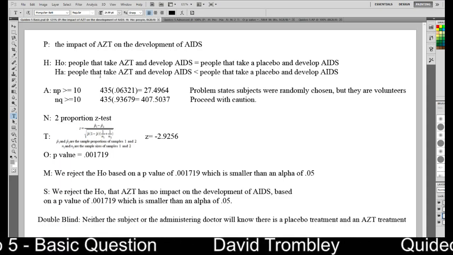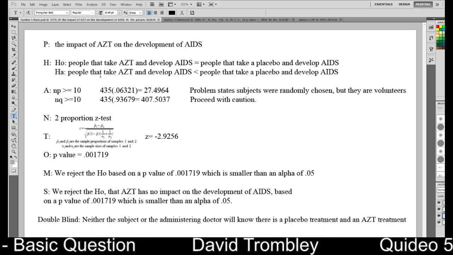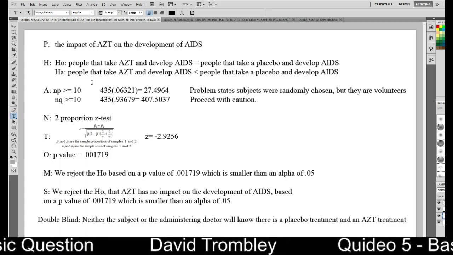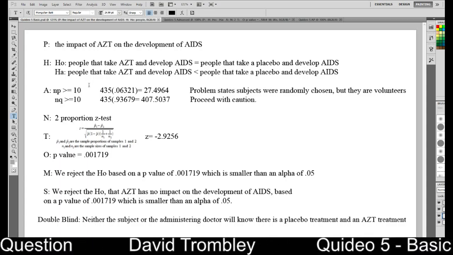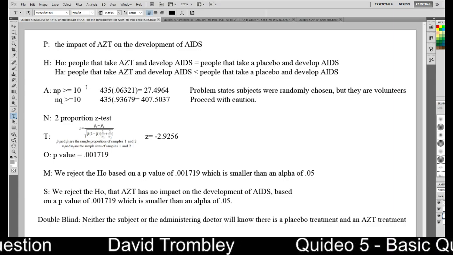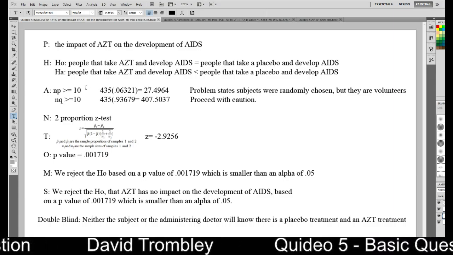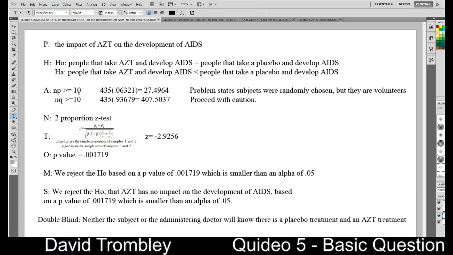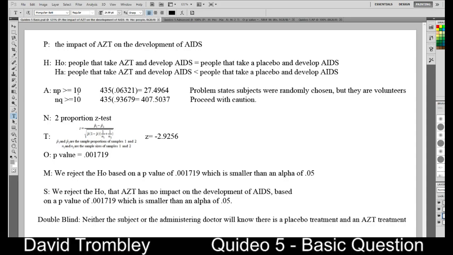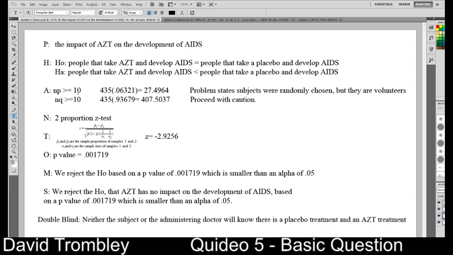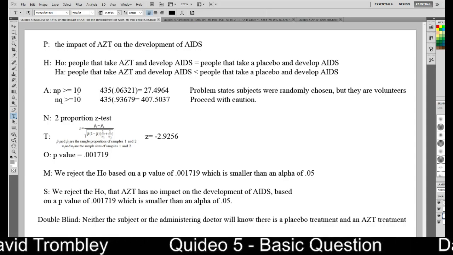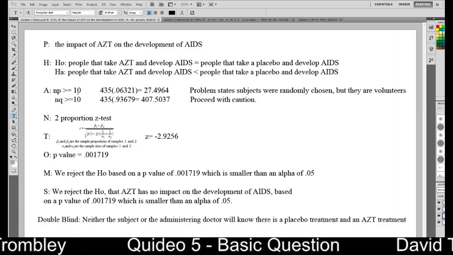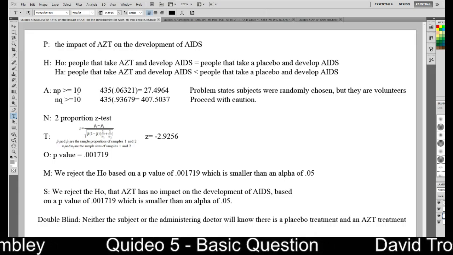Moving on to our assumptions, we need to make sure that np is greater than or equal to 10 and nq is greater than or equal to 10. Those both work when you plug those in with 27 and 407, so those are definitely checked. The problem states the subjects were randomly chosen, but it also said there were 1,300 volunteers. So we need to proceed with caution, because they were volunteers, and that might mess up the data.